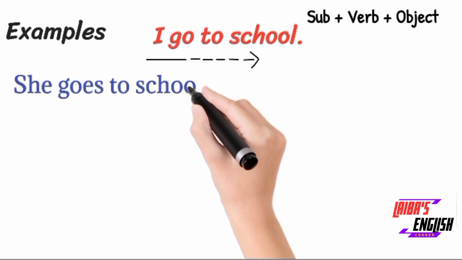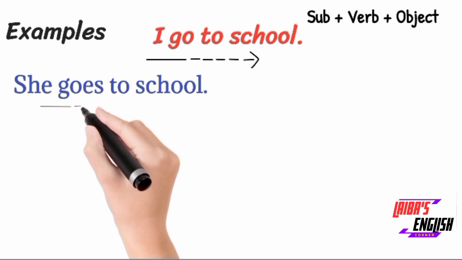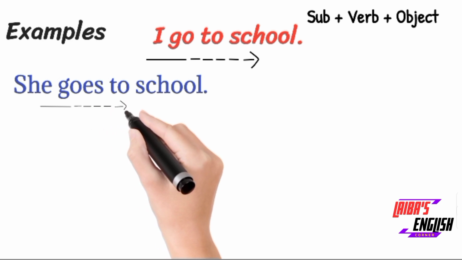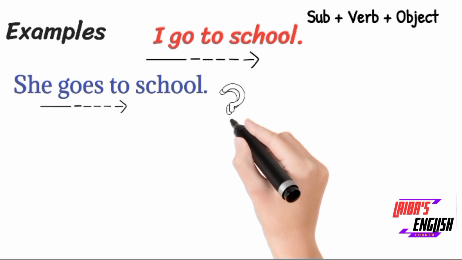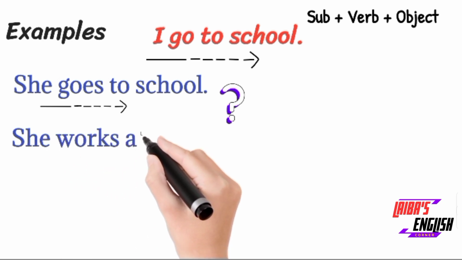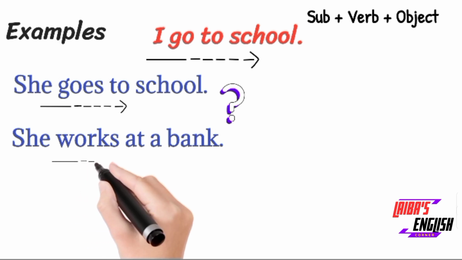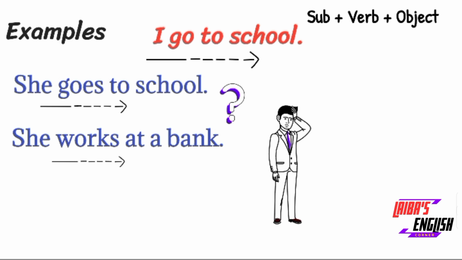We will see more examples to make our concept more clear. For example, she goes to school. Now here we have used the word goes. Why? We have used es. And the second sentence is she works at a bank, and we use s with work. These both are examples of simple present.